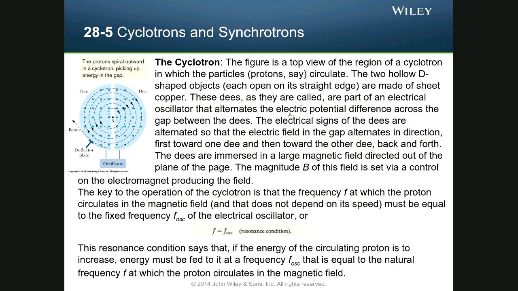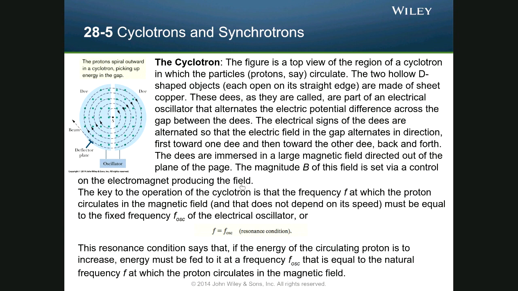The electrical signals of the Ds are alternated so that the field in the gap alternates in direction, first towards one, then the other, back and forth. The Ds are immersed in a large magnetic field directed out of the plane. So you can see there's this field here that keeps the circular motion going. The magnitude can be modulated as well.